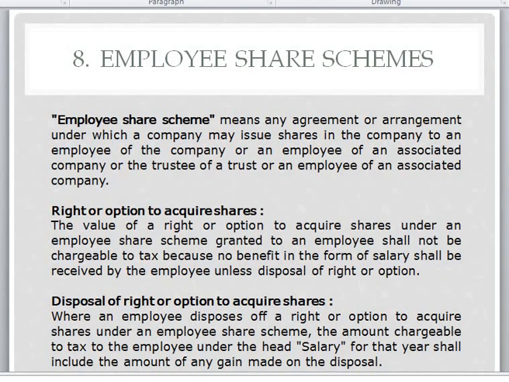Disposal of right and option of acquired shares. Where the employee disposes of a right and option of acquired shares under an employee share scheme, the amount chargeable to tax to the employee under the head salary for the year shall include the amount of any gain made on the disposal.